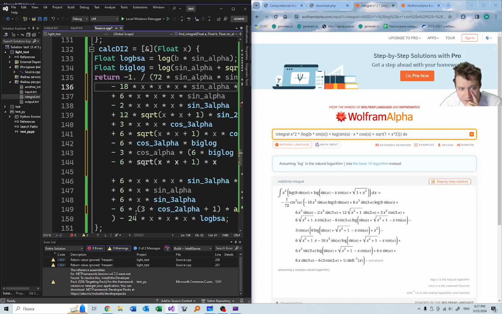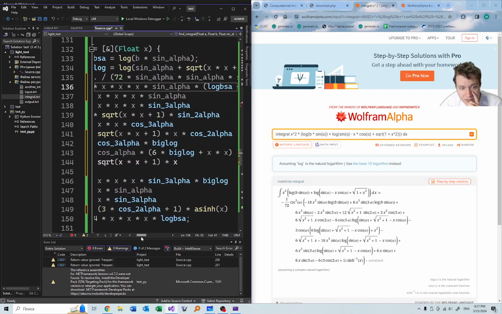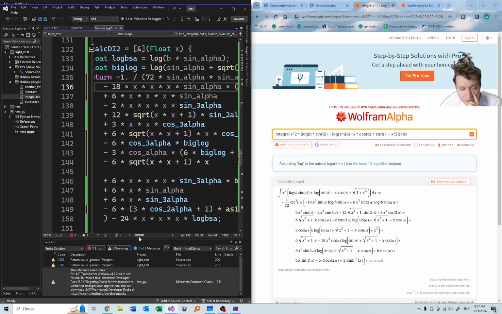Then plus 6x cubed sine 3 alpha big log plus 6x sine alpha plus 6x sine 3 alpha minus 6 3 cosine 2 alpha plus 1 times arc sine x, and in the end no this. Nothing here.